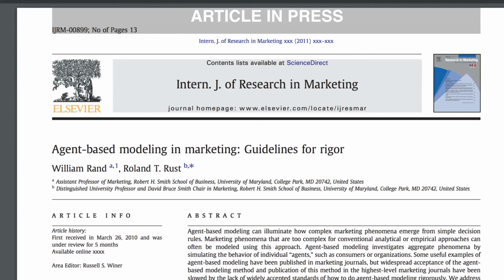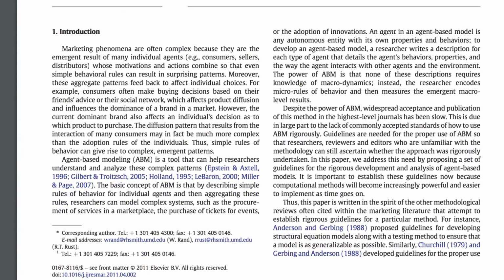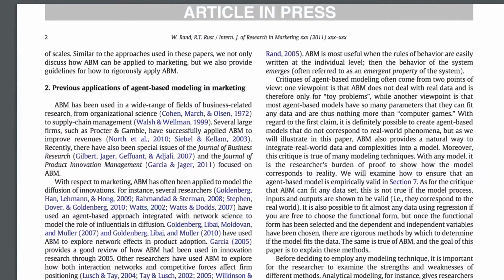So the paper we wrote is in the International Journal of Research in Marketing, but it's really widely applicable. It's just that a lot of the examples are in marketing. The general idea basically goes over in many ways the same thing that we discussed in Unit 5, the development of a simple diffusion of innovation model. But it does it by first laying out how to build a model rigorously, and then how you would go about doing that.